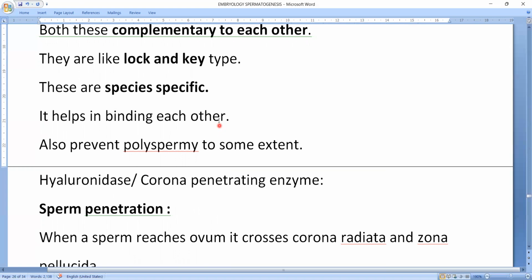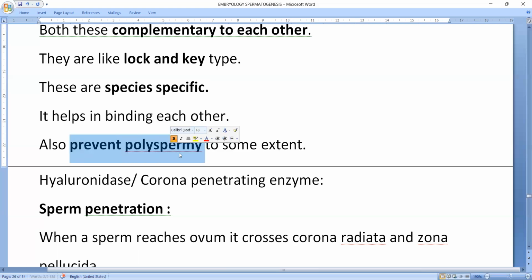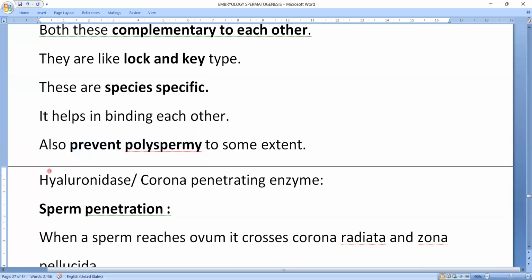So that is another use of the fertilizing and anti-fertilizing in aquatic animals. It helps in binding each other, and also prevents polyspermy to some extent.